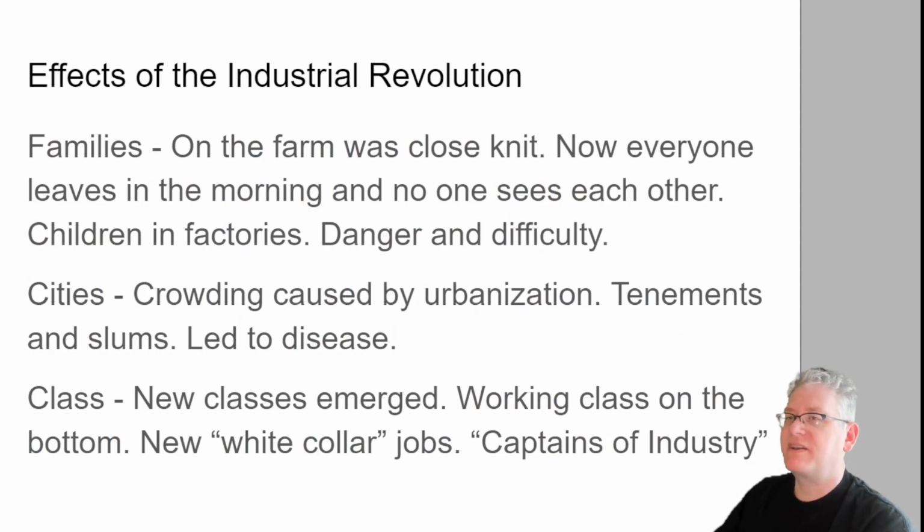Now let's look at some effects of the Industrial Revolution. How is it affecting everyday people? Families. On the farm, everybody's pretty close-knit, right? They're seeing each other all the time. Now all of a sudden everyone leaves in the morning. Nobody sees each other again. We're going to start to see children in factories. They had previously worked on the farms. The expectation is they would work as well, and the factories are where they work. So this is going to lead to a lot of danger and a lot of difficulty for them.